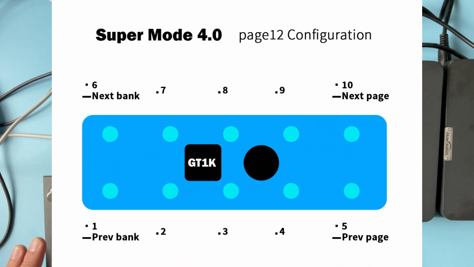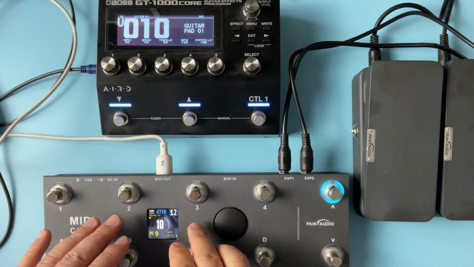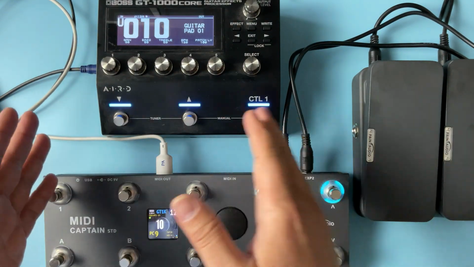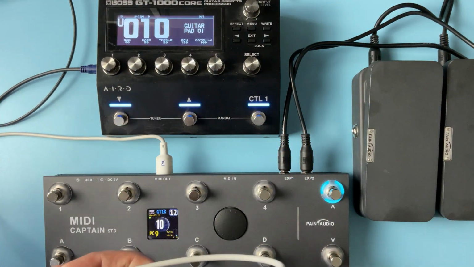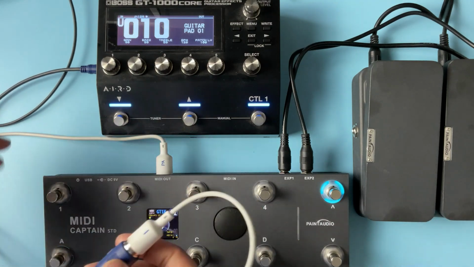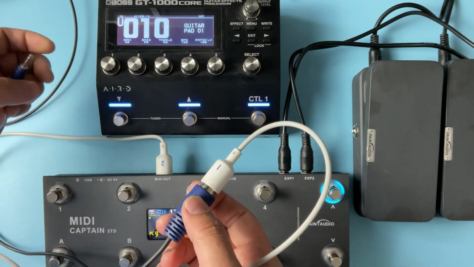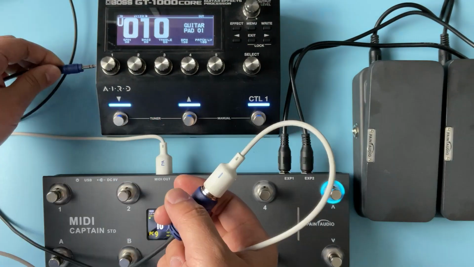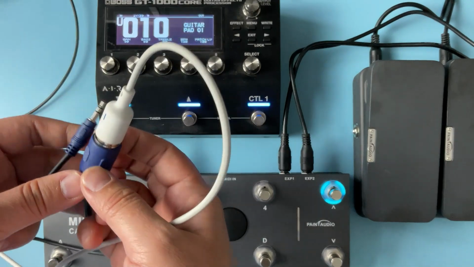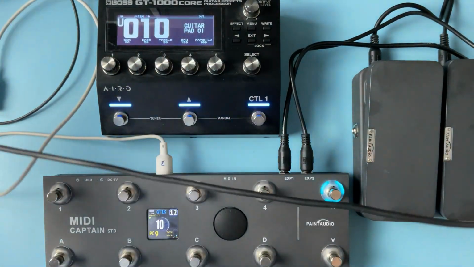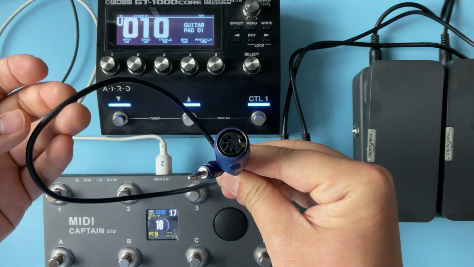Okay, now let's go to page 12. This one is for the Boss GT1000. Before we explain the functions, we need to pay attention to the hardware connection, because this one only has the 3.5 millimeter MIDI in. So you need a convert cable. This is a convert MIDI cable.